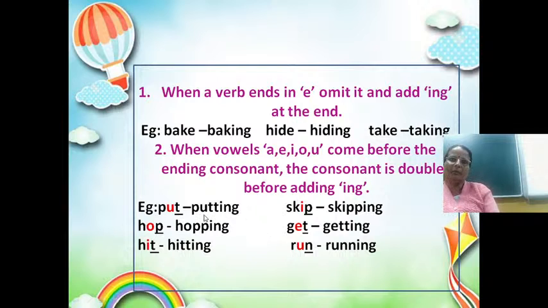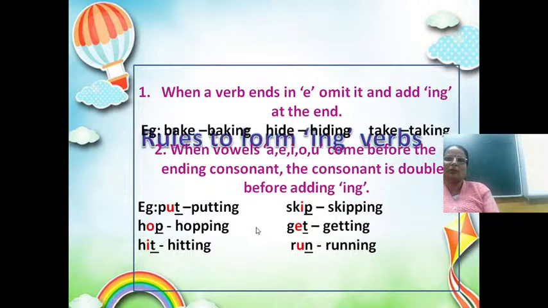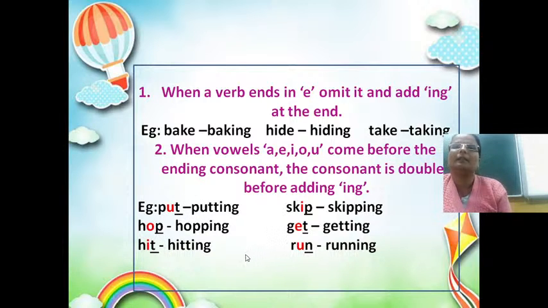The reason is that before this consonant there is a vowel. So the first rule tells us that if a word ends with E, then before adding ing we should omit E. The second rule says that if the second last letter is a vowel and the last letter is a consonant, then before adding ing we should double the last consonant.